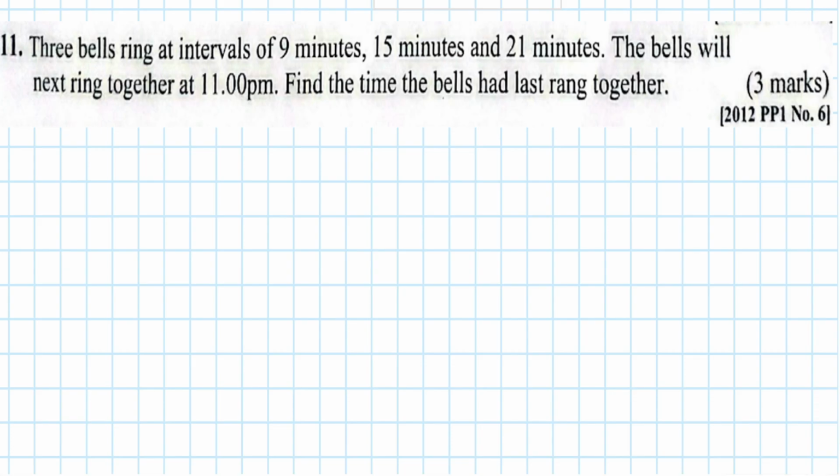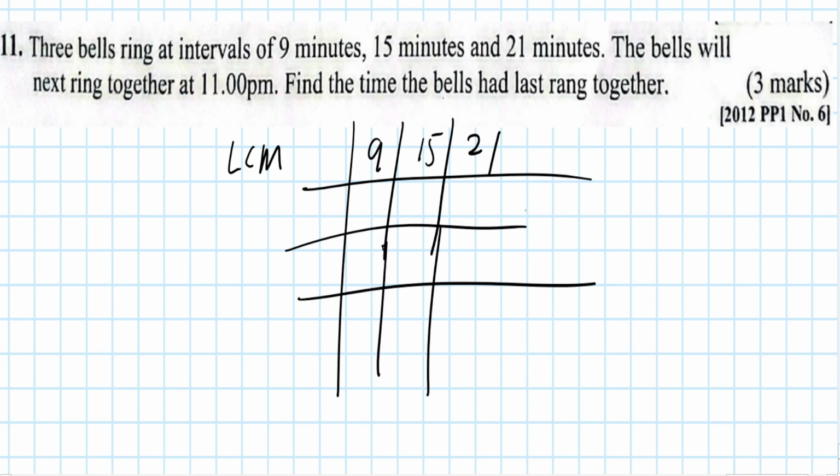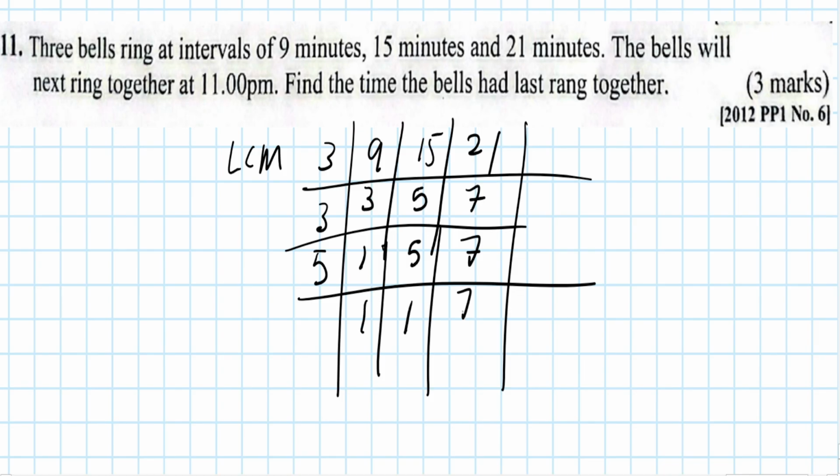Okay, 3 bells ring at intervals of 9, 15 minutes and 21 minutes. The bells will next ring together at 11 p.m. Find the time the bells had last rang together. So LCM of 9, 15 and 21. Okay, so let's find the LCM of all of these 3 numbers. We can't divide by 2, obviously. That's something that you know. So divide by 3, this is 3, this is 5, this is 7. Divide by 3 again, 1, 5, and 7. Divide by 5, 1, 1, 7. Divide by 7 is 1, 1, 1.